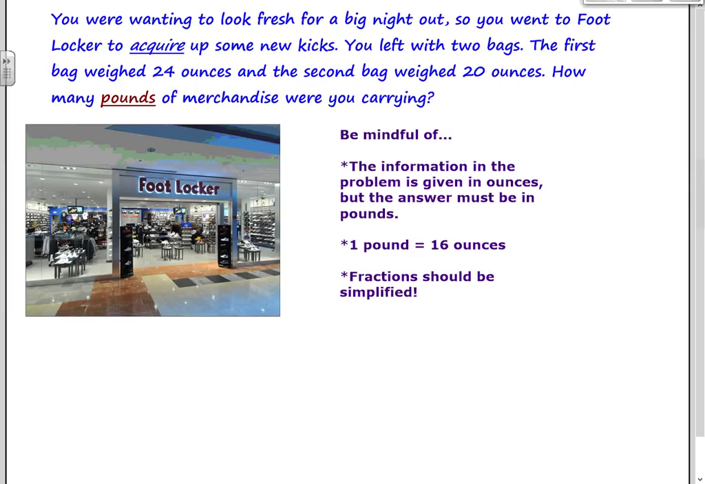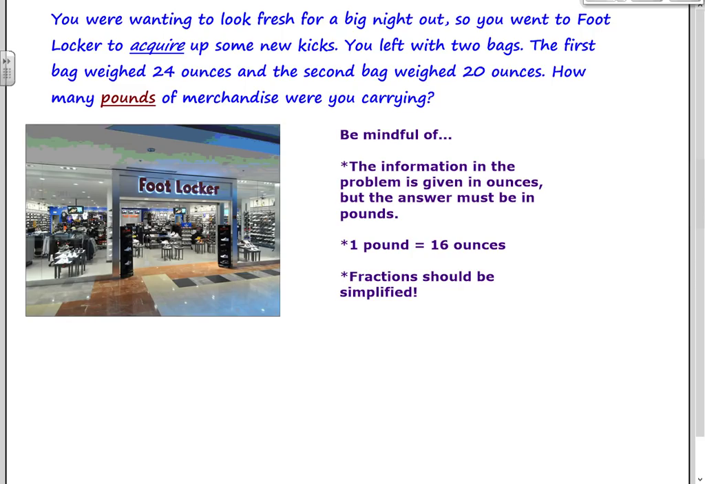All right. You are wanting to look fresh for a big night out, so you went to Foot Locker to acquire some new kicks. I would never speak that way, so you know I didn't type that. You left with 2 bags. The first bag weighed 24 ounces, and the second bag weighed 20 ounces. How many pounds of merchandise were you carrying?